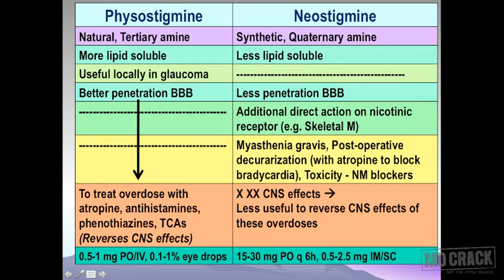Coming down to the role of the CNS effects, as compared to physostigmine, neostigmine doesn't cross the blood-brain barrier much. It is not going to have central nervous system effects, so it's going to be less useful to reverse the CNS effects of all these overdoses. So again, physostigmine becomes a drug of choice to treat the overdoses with atropine, antihistamines, phenothiazines, and tricyclic antidepressant drugs.